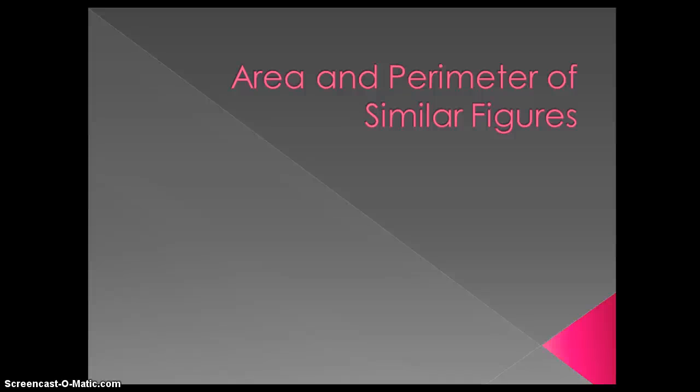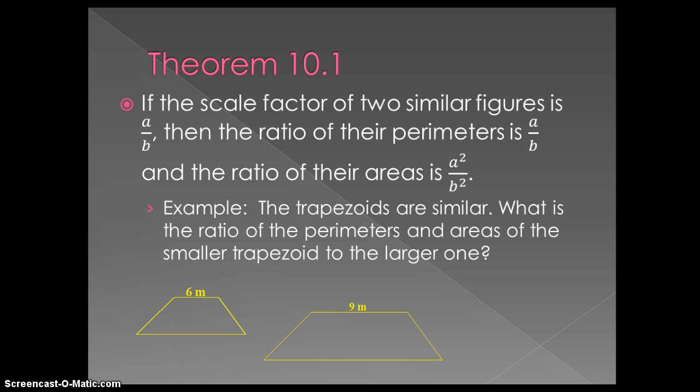So today we're going to talk about the area and perimeter of similar figures. We've been focusing just on area of polygons, but now we're going to look a little closer at how these are related, how area and perimeter are related when we know that figures are similar. So we have one theorem to deal with today.